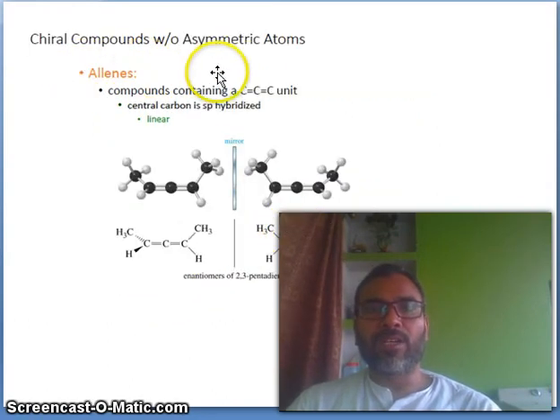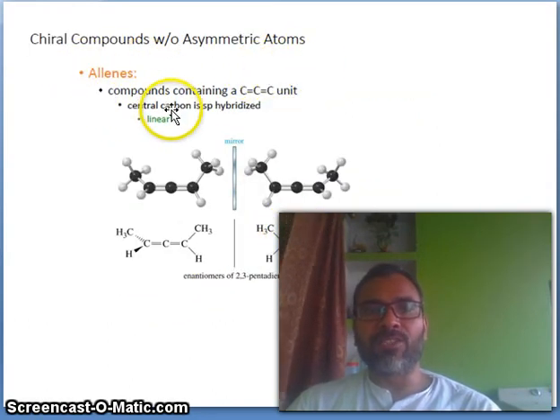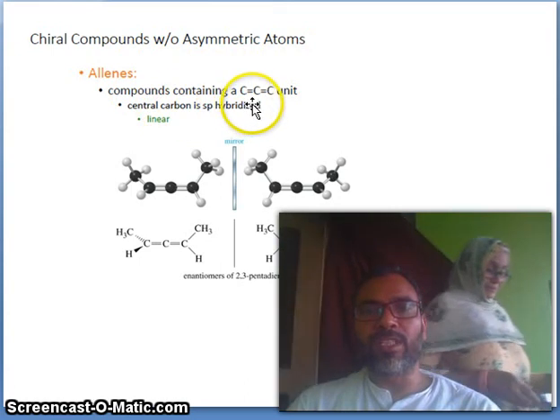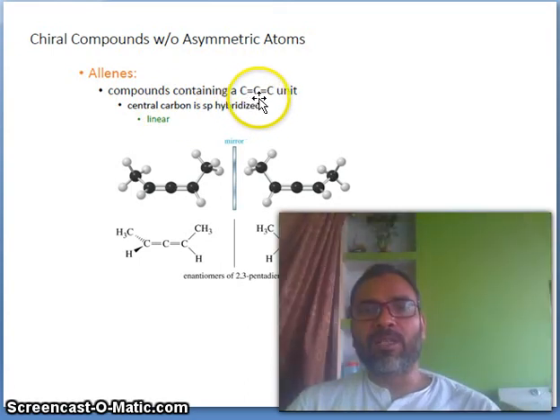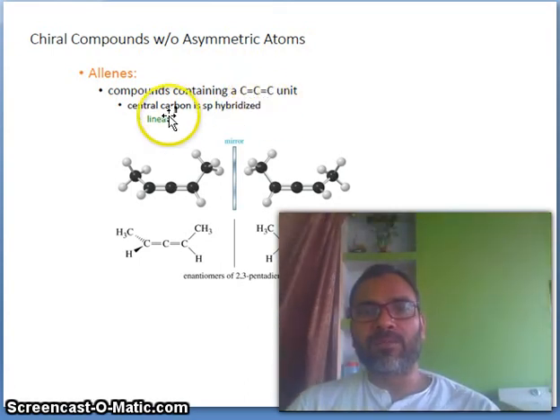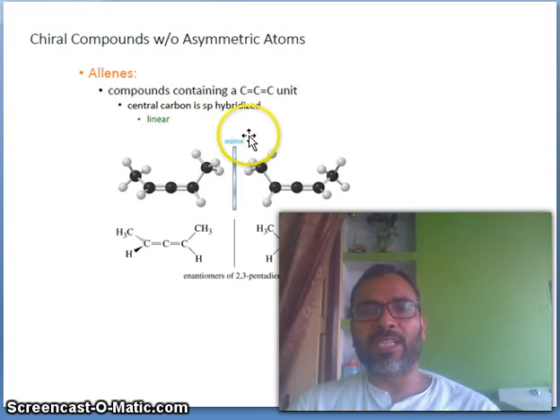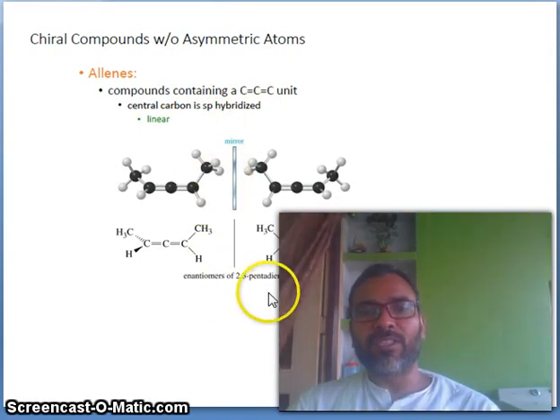Chiral compound without asymmetric atom, allene system. A compound containing consecutive carbon-carbon double bonds, this is an allene system. The central carbon is sp hybridized. Enantiomers of 2,3-pentadiene.